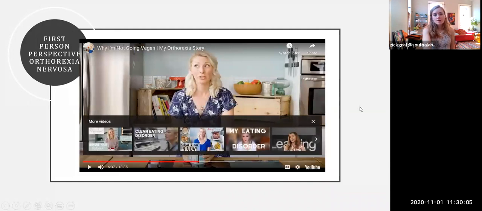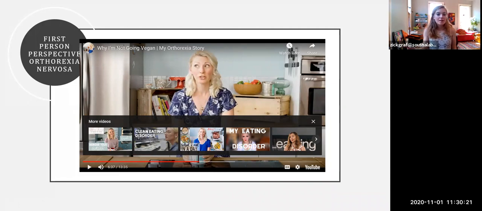Okay. So I'm going to stop it right there. One thing that she said that I would kind of quibble with is that orthorexia is about quality of food and anorexia is about quantity. People with anorexia often will say that they're eating clean. They'll often say that they're cutting out sugar for health reasons.